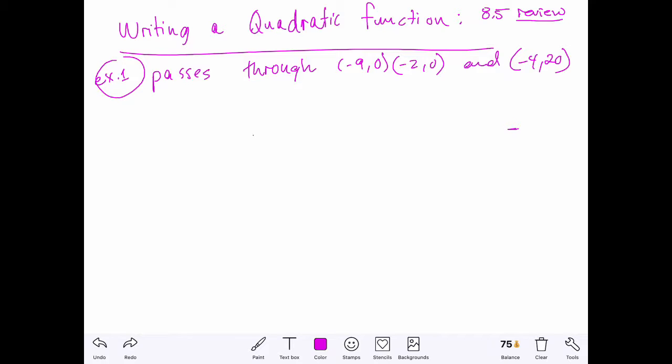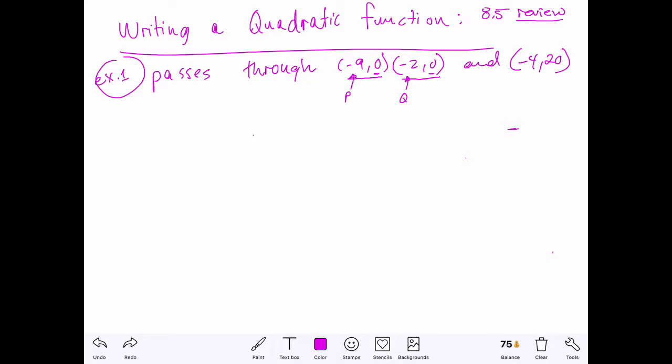Passes through (-9, 0) and (-2, 0), and (-4, 20) is another point it goes through. Okay, so really we're going to begin with our zeros. Notice on each of these two, my y value is 0. In other words, those are my x-intercepts, my p's and my q's. So -9 would be p, and -2 would be q.